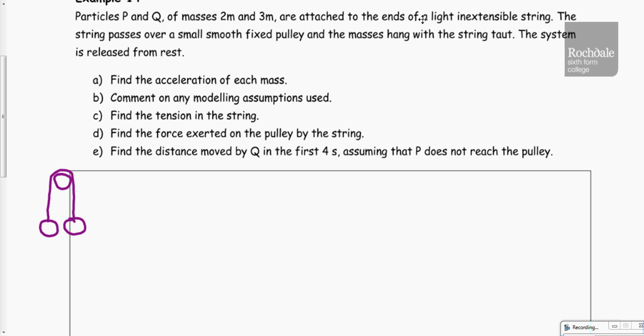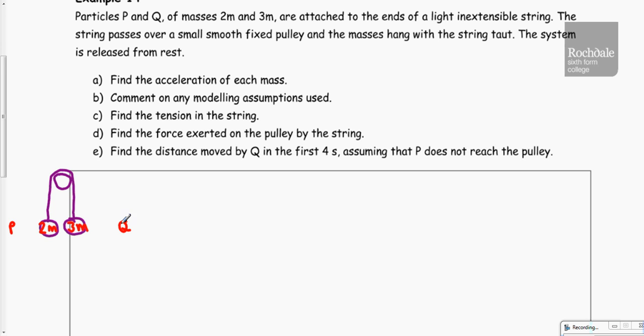Mechanics example 14. In this example, we've got two particles, P and Q, and their masses are 2m and 3m. So sometimes we have an algebraic mass rather than just a numerical mass. So 2m and 3m, this is particle P and this is particle Q. They're attached to the ends of a light, inextensible string.